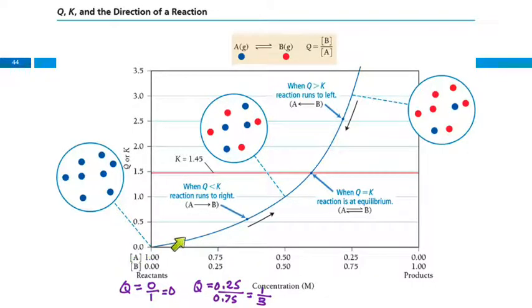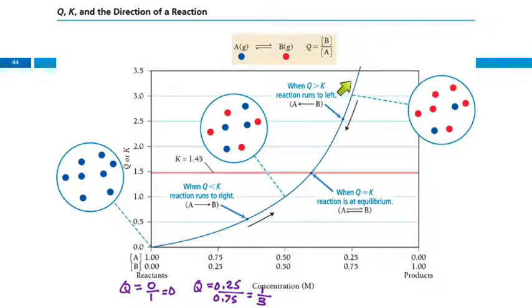So as the reaction is going to the right, Q is getting bigger. It's getting closer to the actual K. The actual K, we're told here, is 1.45. So it will proceed with blue circles turning into red circles until those concentrations give us the equilibrium constant. So Q is equal to K.